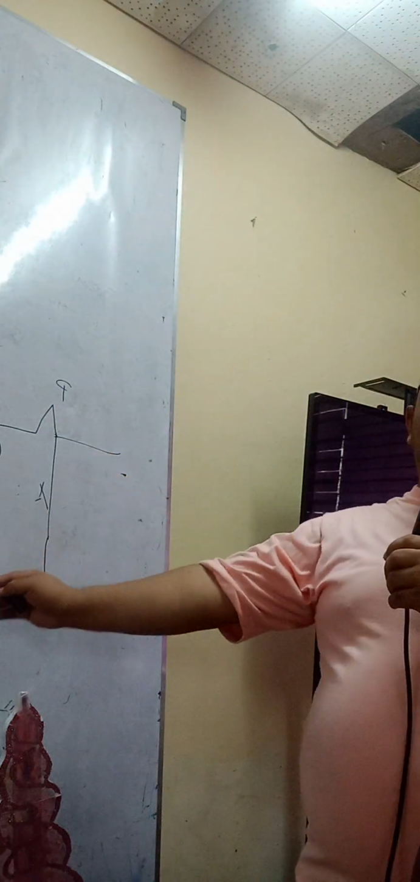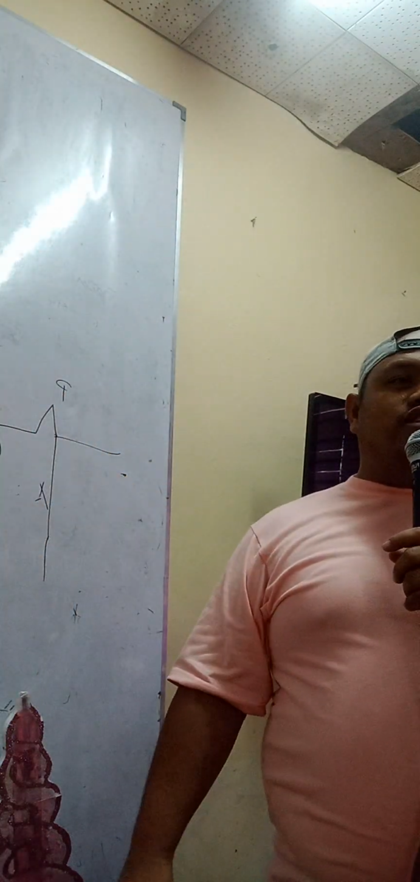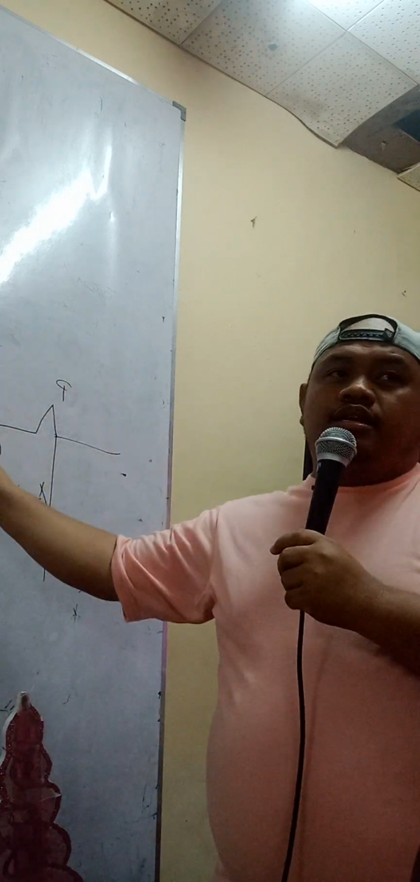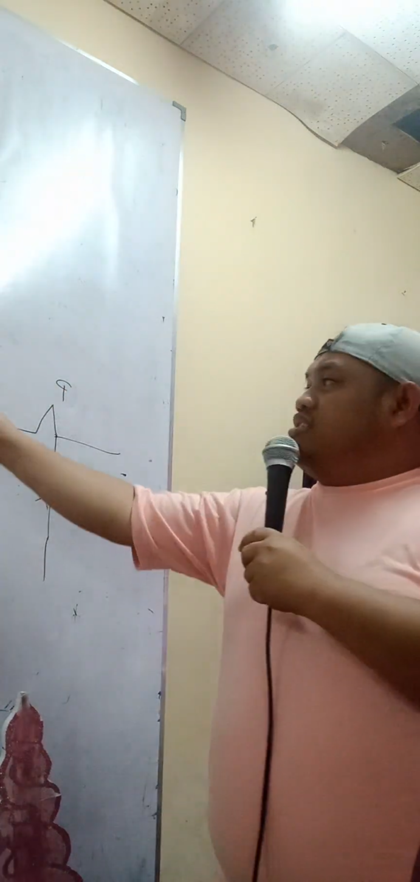So basically, kapag nag-contract po si atrium, dapat nagre-relax din yan. Kasi hindi siya magre-reflect dun sa ECG. Why? Kasi once na nag-relax siya, magko-contract naman si ventricle, representing the QRS segment. And the T wave represents now the ventricular repolarization, which is your ventricular relaxation. Clear?